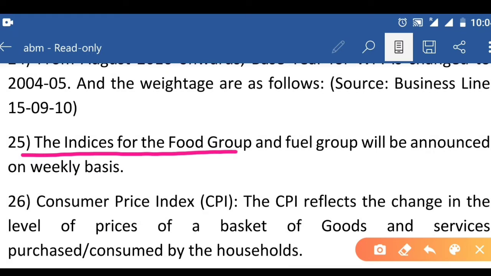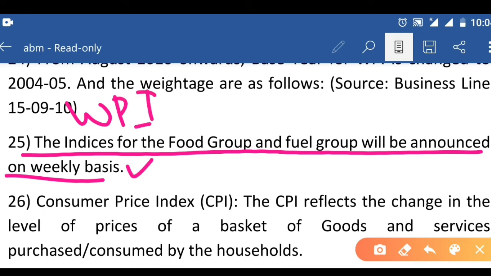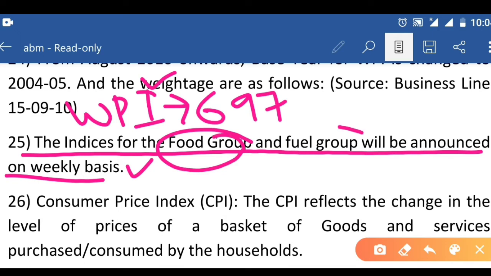Prices for the food group and fuel group will be announced on a weekly basis. In the wholesale price index, we have 697 items. Actually, this wholesale price index will be announced on a monthly basis, but the items which are in the food group or fuel group are announced on a weekly basis.